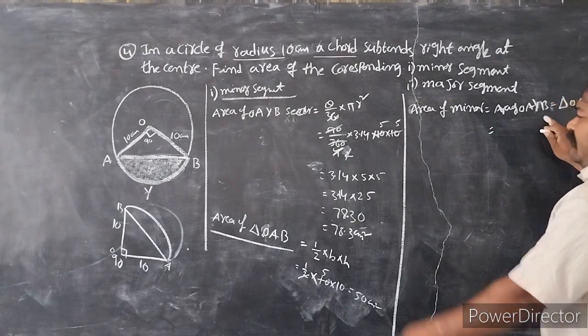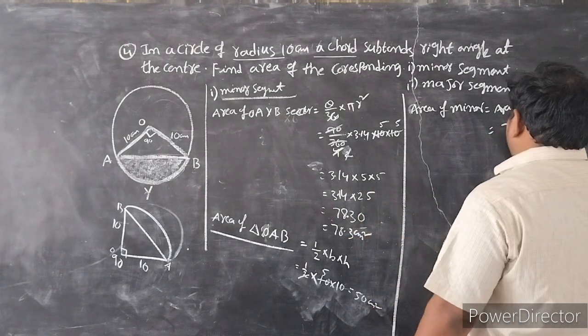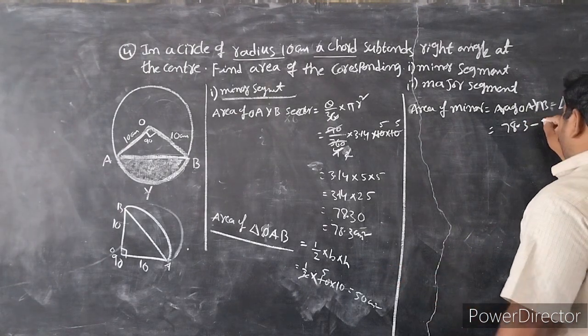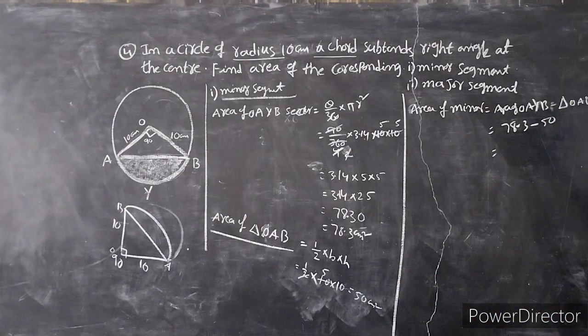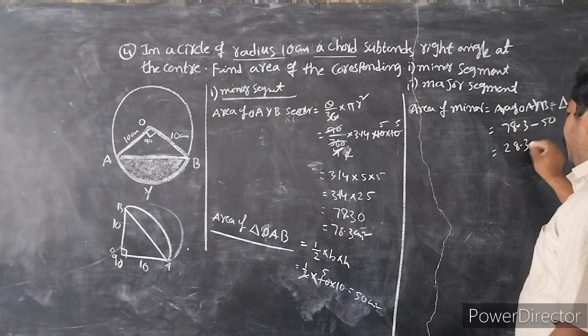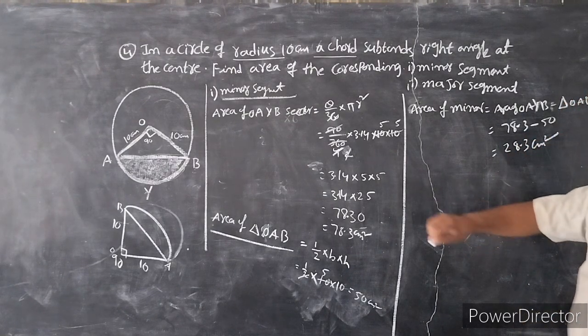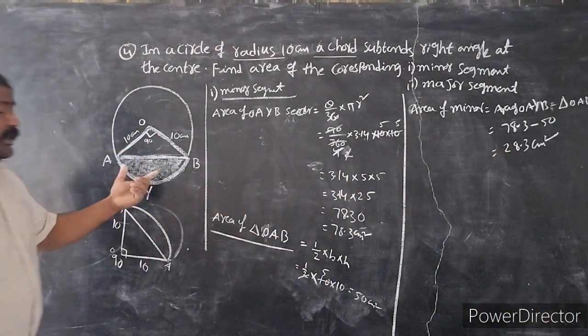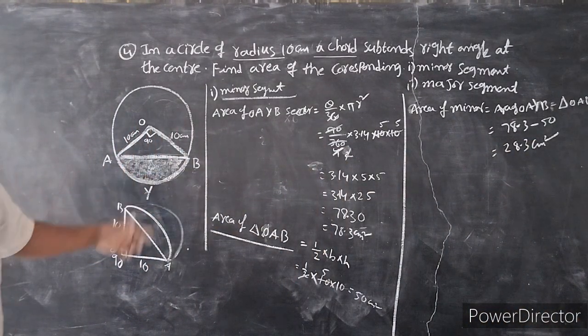What is the OAYB area? 78.3 minus the area of the triangle, which is 50. What is the difference? 28.3 centimeter square. This is the area of the minor segment.